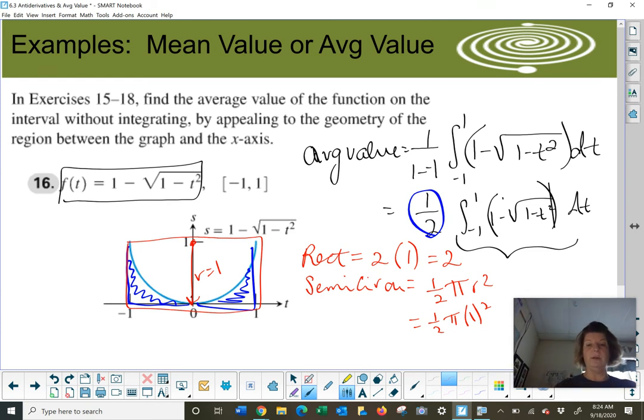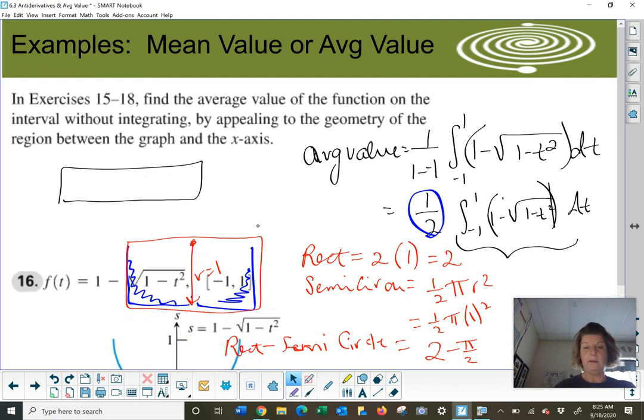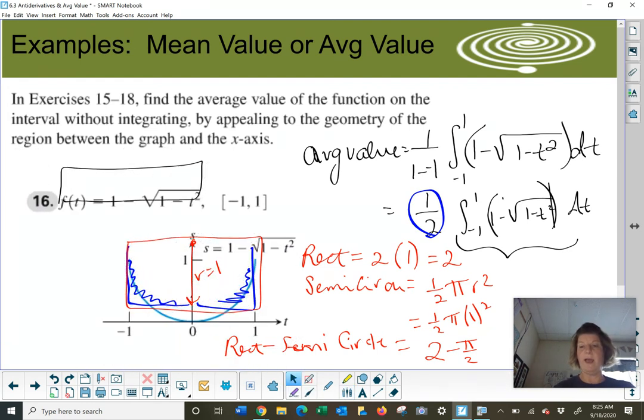So now to find the blue area, I'm going to take rectangle minus semicircle. That did not look like much, did it? And that's going to leave me 2 minus pi over 2 as the region in blue. Sweet. Now, sorry, I moved that. That's the answer to the integral.